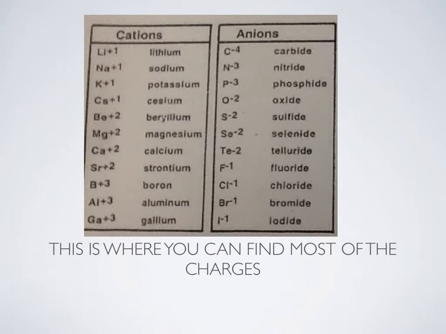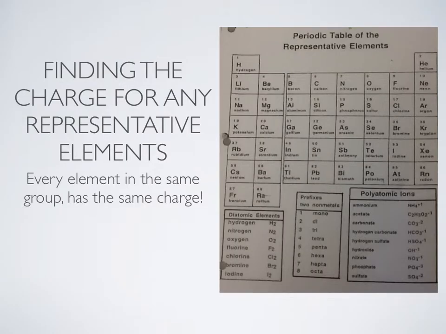This is where you can find most of the charges. You will get a chart, or you should already have a chart, and on the back it has a list of cations that are positively charged and anions which are negatively charged. If you can't find the charge there, then you need to look on this page, and this is our representative.